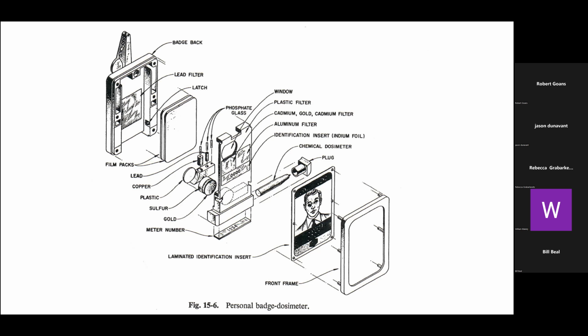The film badge had neutron components for neutron dosimetry. But I'm told, and I've actually never seen this in a textbook, that they didn't have their badges on. Most of them didn't wear their badges. So this is what they would have had if they'd worn the badges.